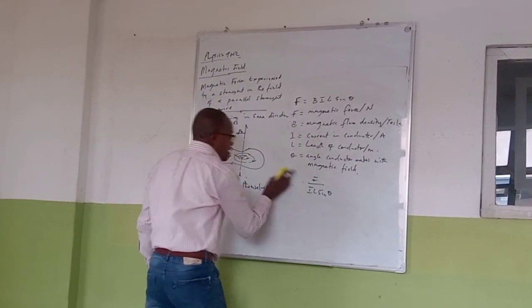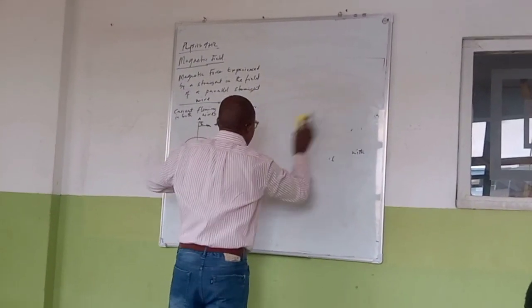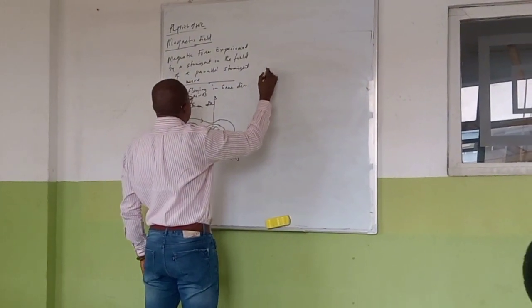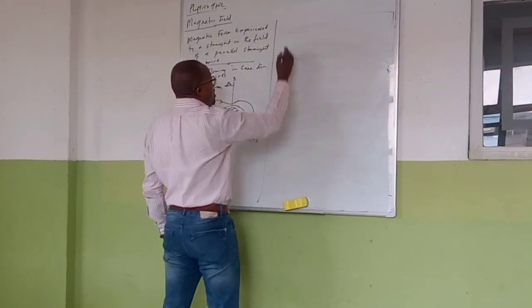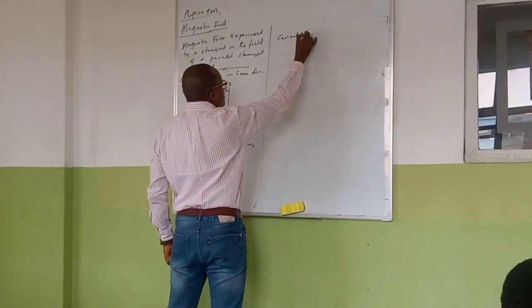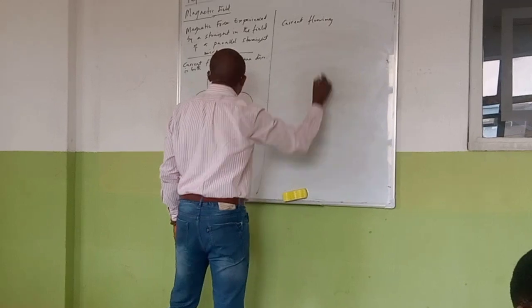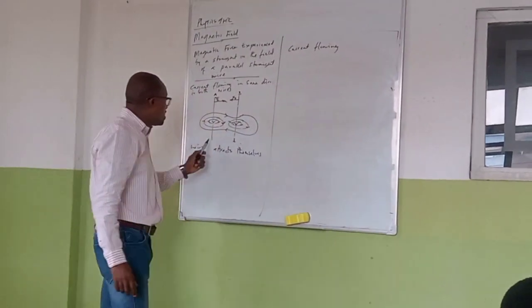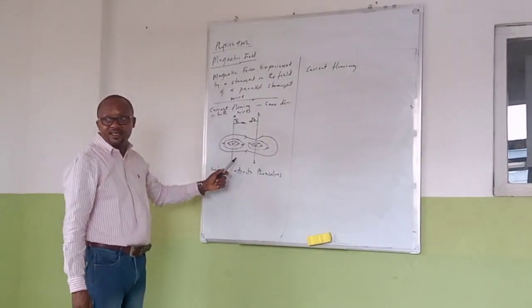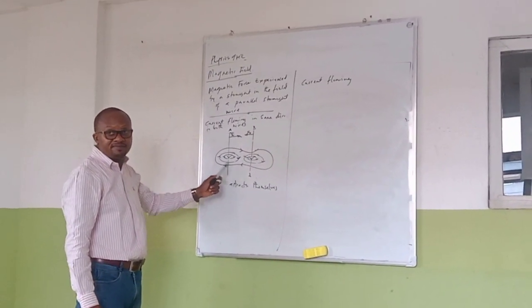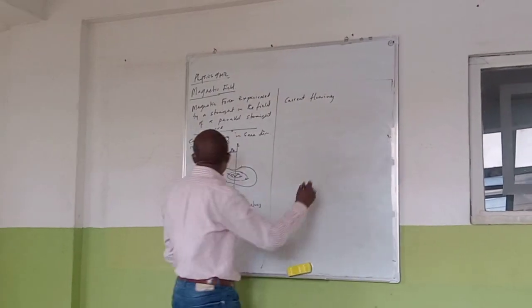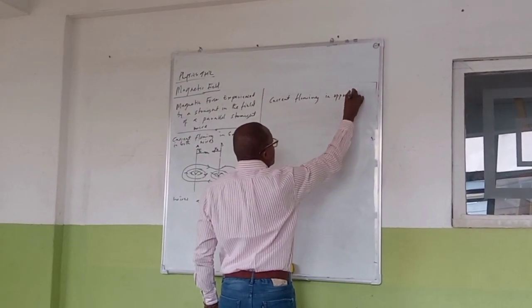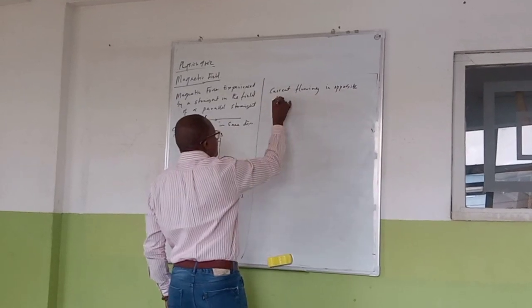Let's look at another case. Current flowing in one direction in the wire. We have looked at current flowing in the same direction in two wires. So let's look at current flowing in what? Opposite direction. Current flowing in opposite directions.